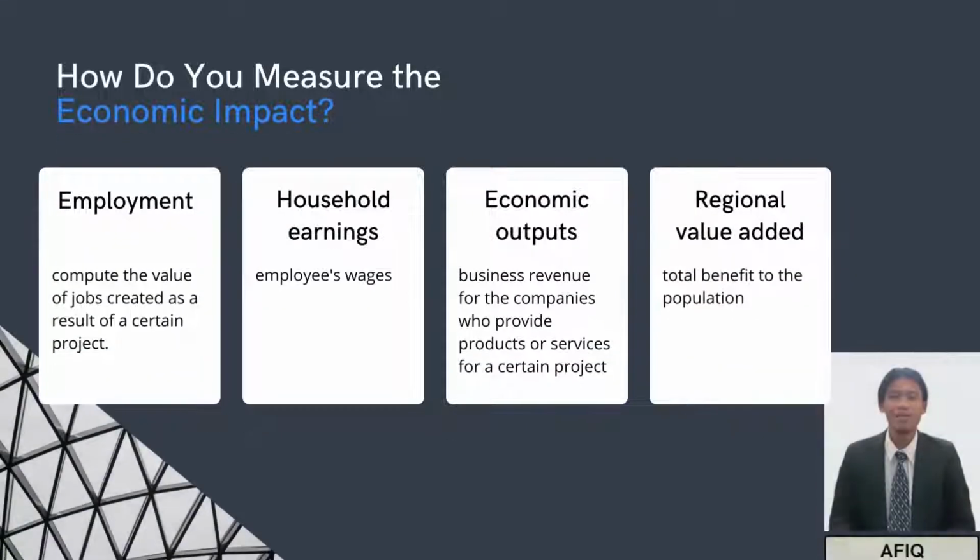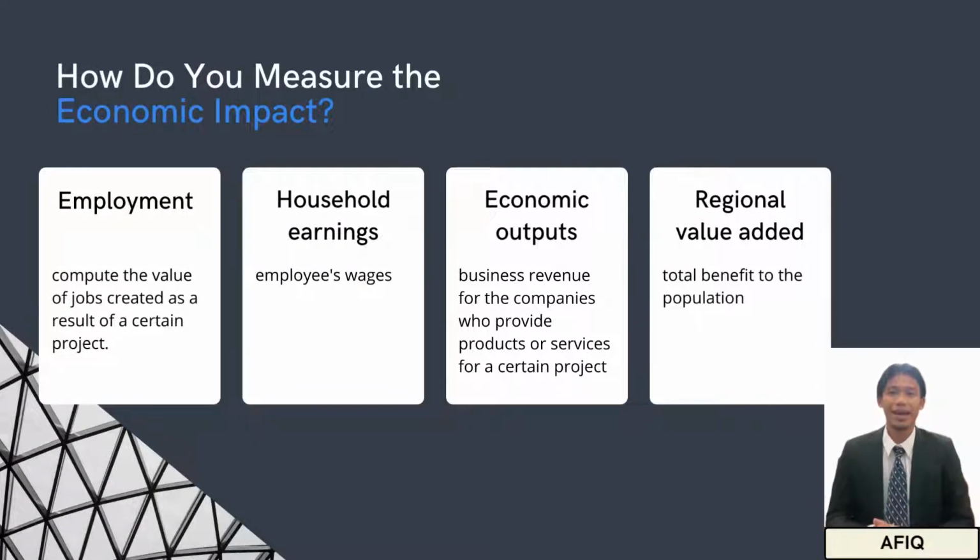Now I will explain about how to measure the economic impact. The economic impact is typically measured using 4 metrics. The first one is by looking at the jobs or employment. In this part, we can compute the value of jobs created as a result of a certain project. Aside from that, we also need to figure out how many jobs might be lost as a result of those projects. Some projects will have both positive and negative job effects.